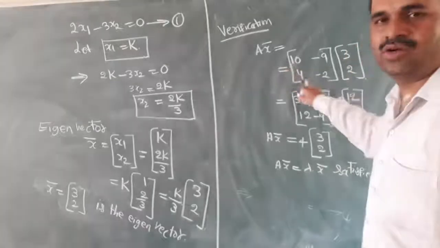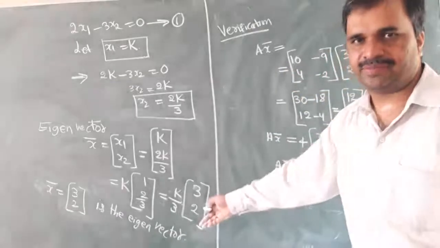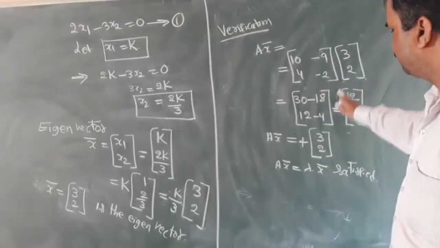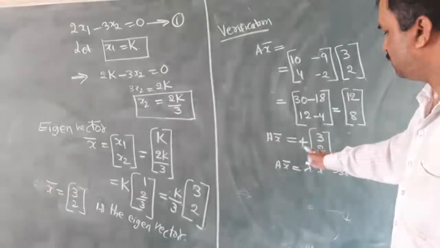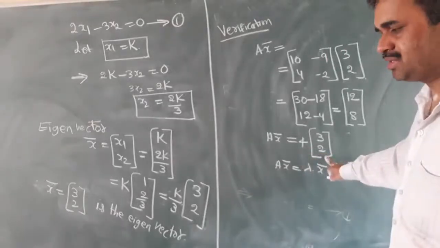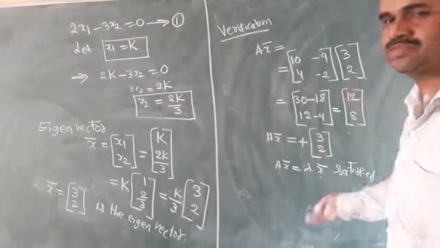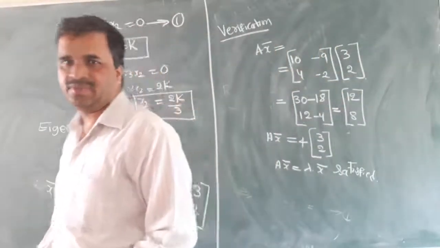So A matrix is already there in the question. Now we calculate vector x bar. I simplify and get lambda x bar. In the question we already have the lambda value. Lambda value is 4. X bar is 3 2 1. So it is satisfied. So the vector which we find is correct. That's all.